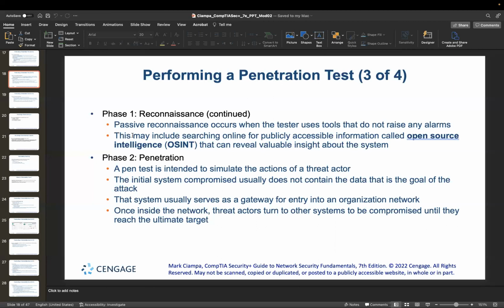So the initial compromises usually don't contain the data that is the goal of the attack. They usually contain the data that is needed to plan the final attack. If you're supposed to compromise server X within a network, you don't need to just start attacking server X, no matter where you're attacking. You may want to start compromising a firewall first.